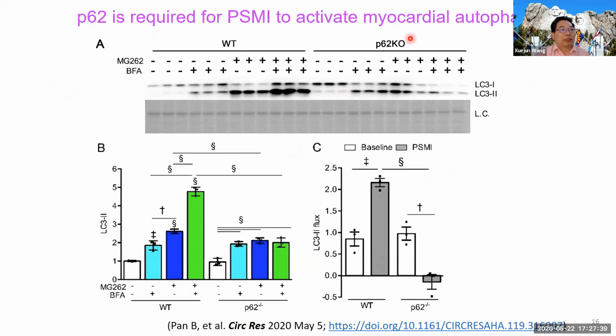So we subjected P62 knockout and wild-type mice to proteasome inhibition. In this case, we used MG262, and also inhibited lysosome with BFA. And again, LC3 flux was increased by proteasome inhibition in the wild-type mice, but that was completely lost in the P62 knockout mice. So this demonstrates that P62 is required for proteasome inhibition to activate myocardial autophagy.